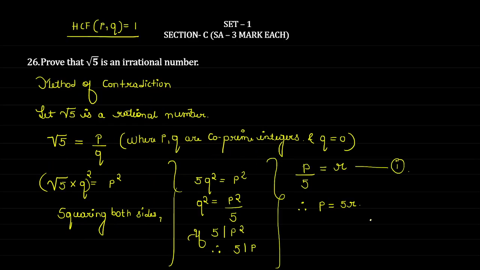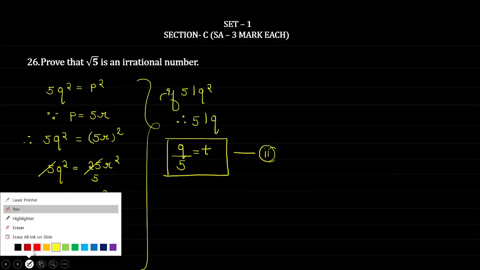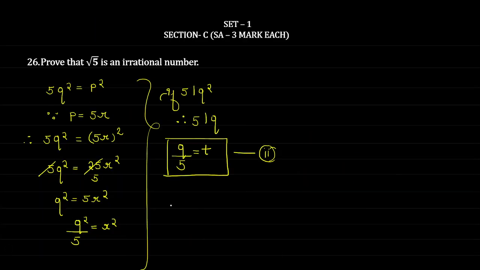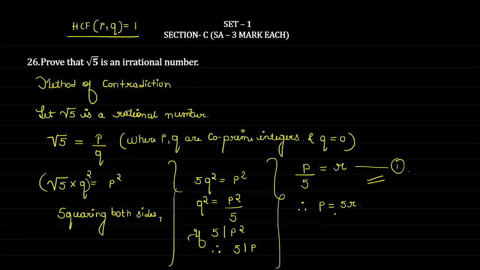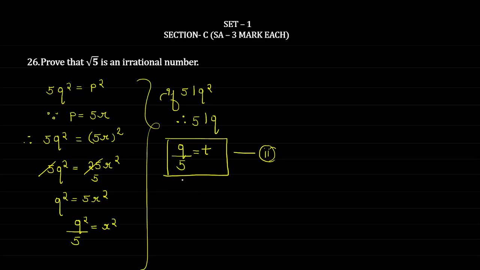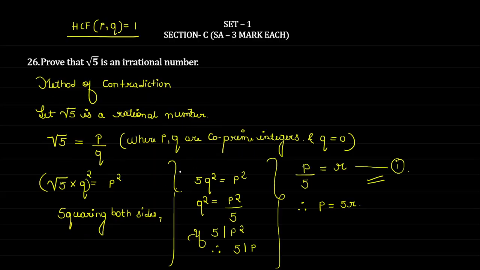From equation number 1 and equation number 2, what we are able to observe is that this 5 is a factor which is dividing p also, and it is dividing q also, right? But in the beginning, we assumed that p and q are co-prime numbers. They should not have any common factor other than 1.